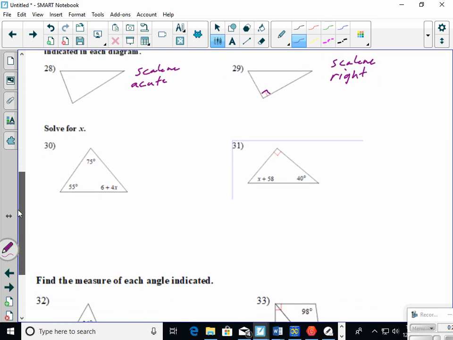All right, solving for x. Here we're basing it on the rule that all three angles of a triangle add up to equal 180 degrees. So to figure out the x, we add everything up and set it equal to 180. 75 plus 55 plus 6 plus 4x has to equal 180. 75 plus 55 is going to be 130. Plus 6 is 136.